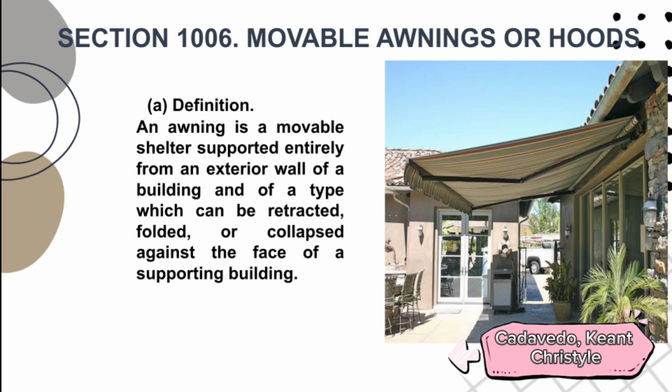Section 1006, Movable awnings or hoods. Definition: an awning is a movable shelter supported entirely from an exterior wall of a building and of a type which can be retracted, folded, or collapsed against the face of a supporting building.